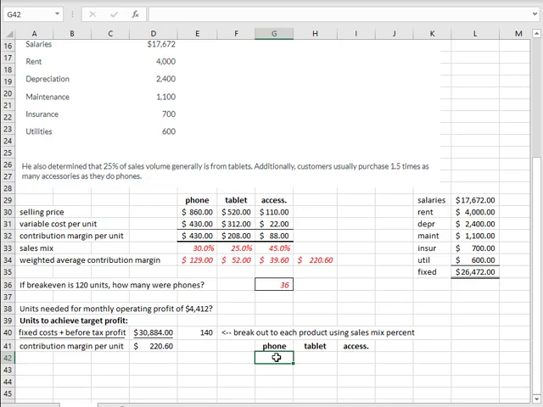And now we need to split that 140 out using that sales mix percent. So we take that, this is 140 total units, but how many of each? We're using the sales mix percent. Okay, let me know if you have any questions.